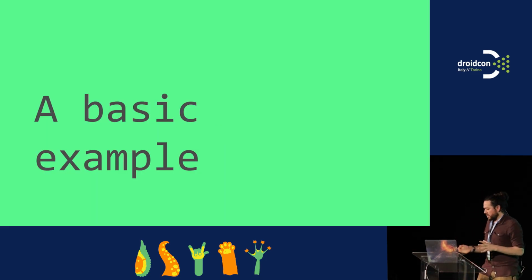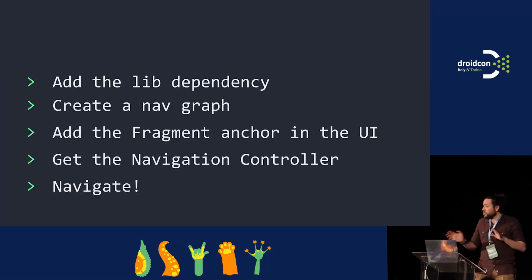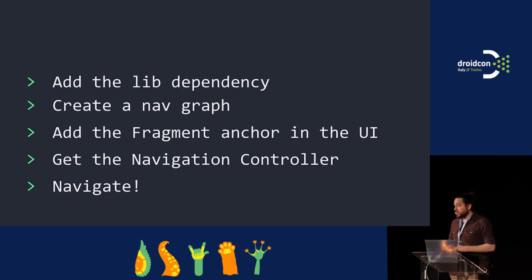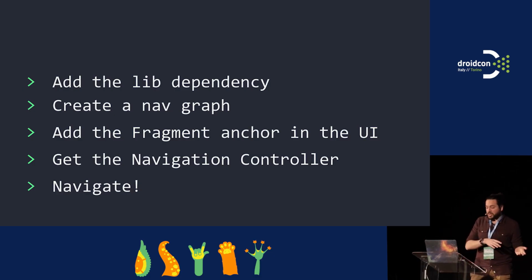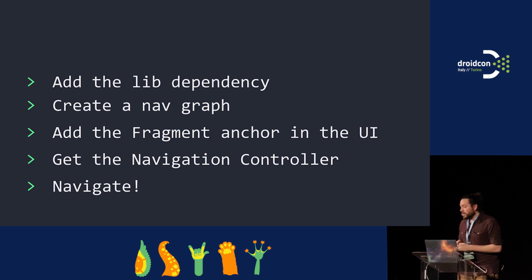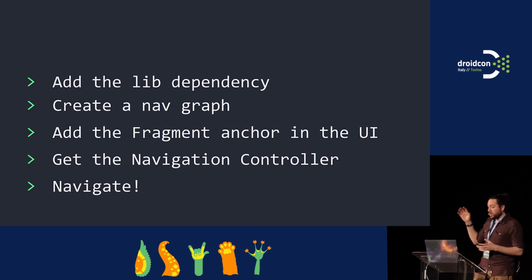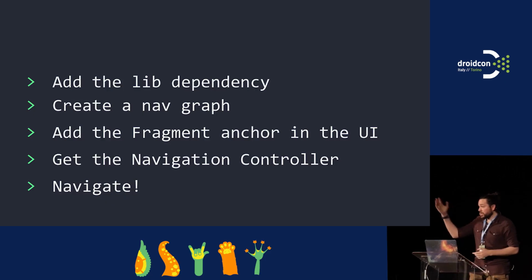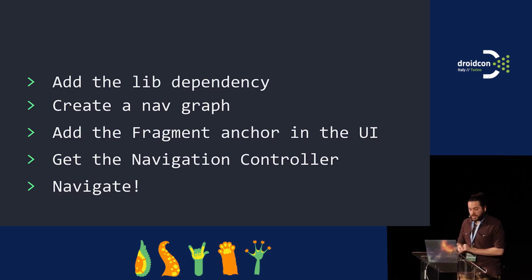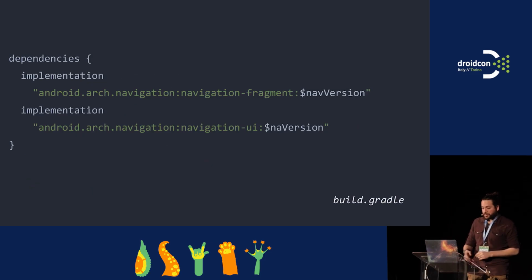So now let's take a basic example. There is a recipe to use nav component. First, you need to add the library, because that's a library. Then you will create a nav graph. When it's done, you will add an anchor into your UI. That's a fragment, basically, because by default, fragment is supported by the nav component. But you will see we can do other things than fragments too. So you will add this fragment in your UI, and you will get the navigation controller. And then once you have the nav controller, you can navigate. And that's all. It's pretty simple.